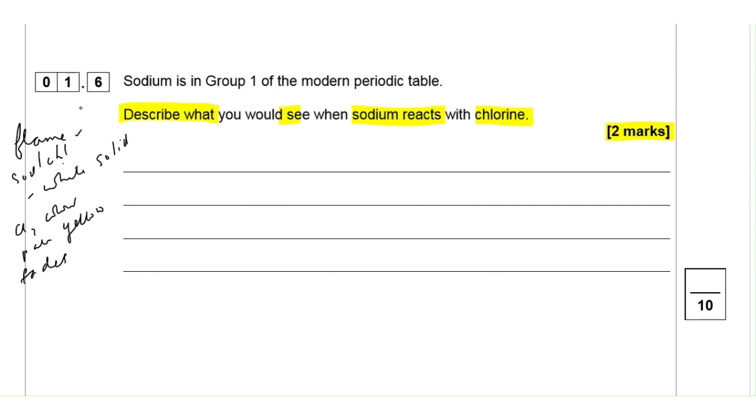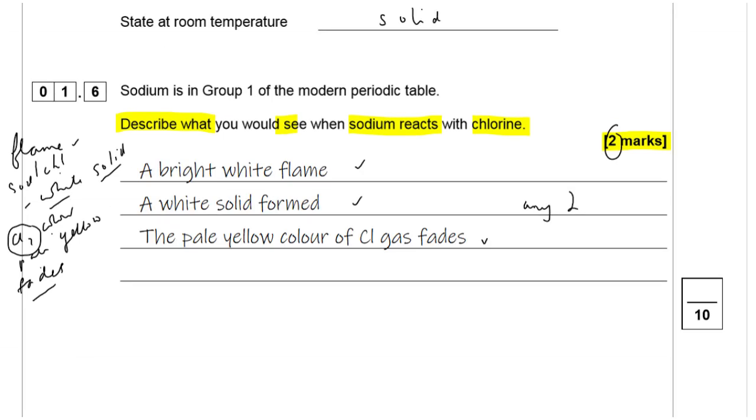You're going to see some sodium chloride made. But you can't say that. Sodium chloride is a white solid, so you see a white solid. And finally, the green or the pale yellow colour of chlorine will gradually fade as it gets used up in the reaction. So any 2 from 3: a bright white flame, a white solid formed, the pale yellow colour of the chlorine gas fades. Any 2 for 2 marks.